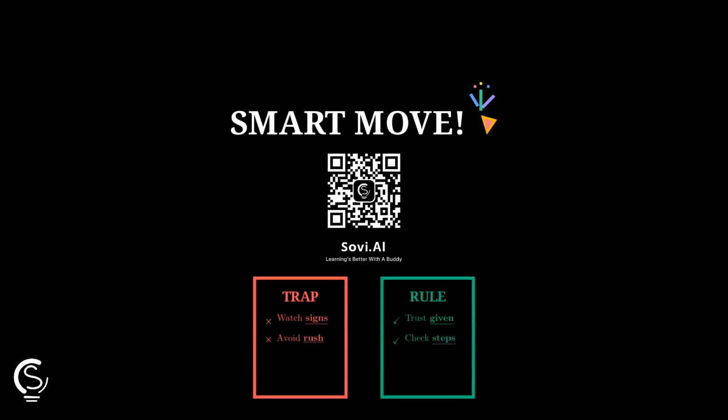Trap, rushing signs. Rule, trust the given condition about ample reserves and check each policy step stays contractionary.